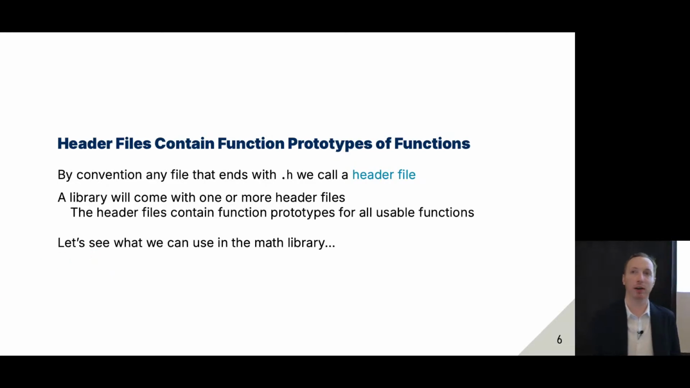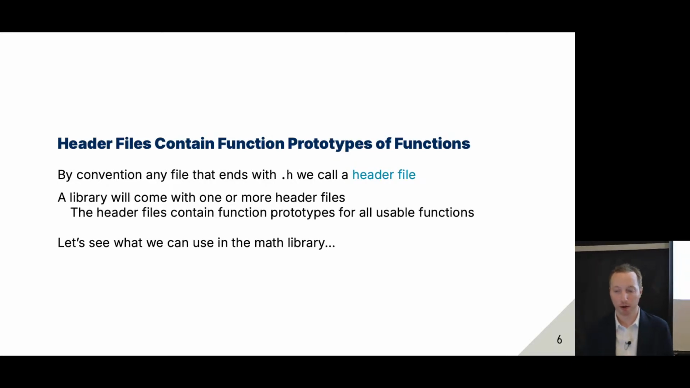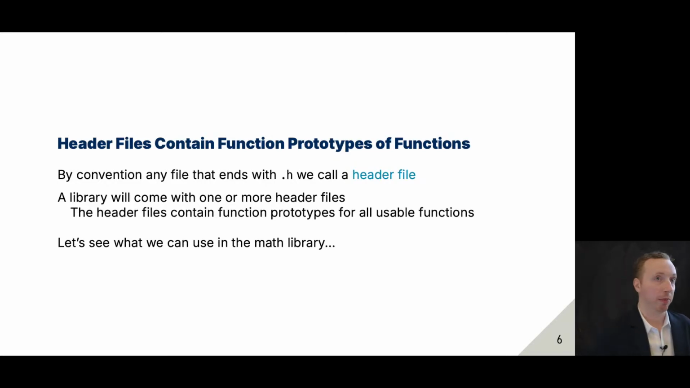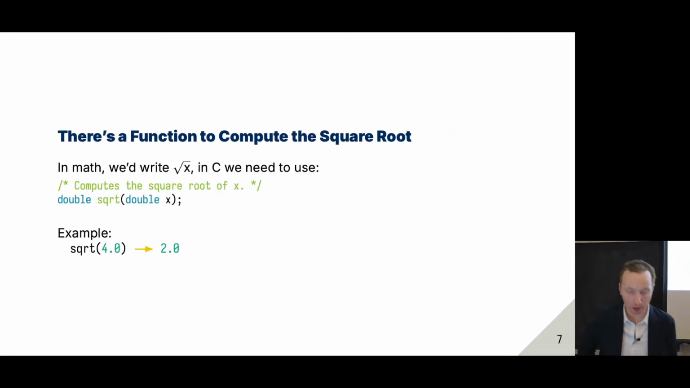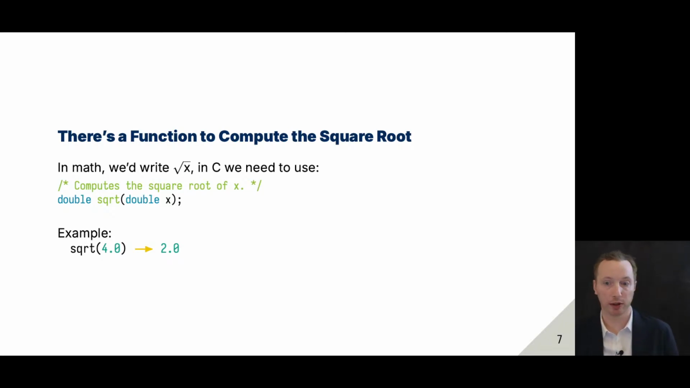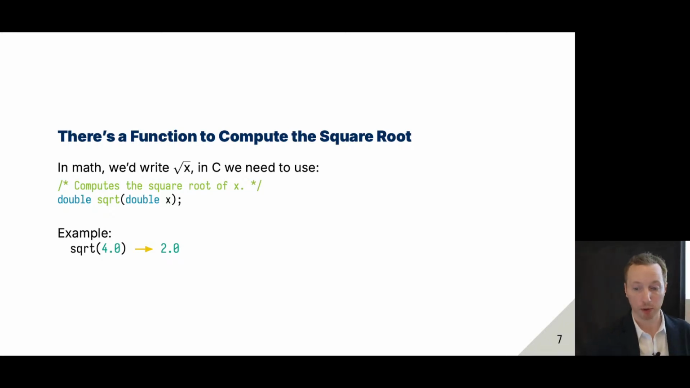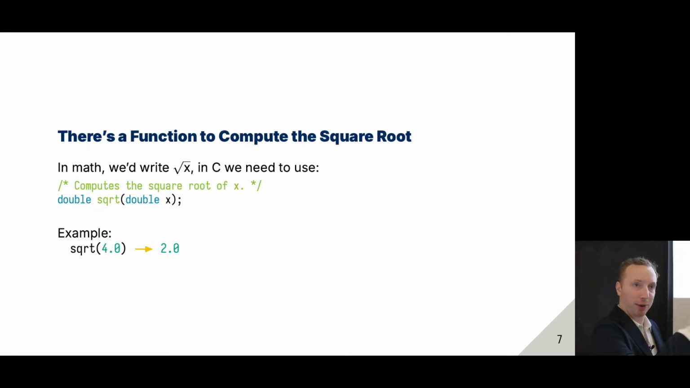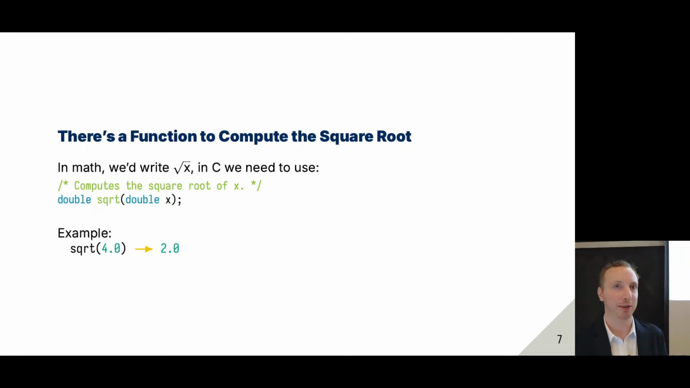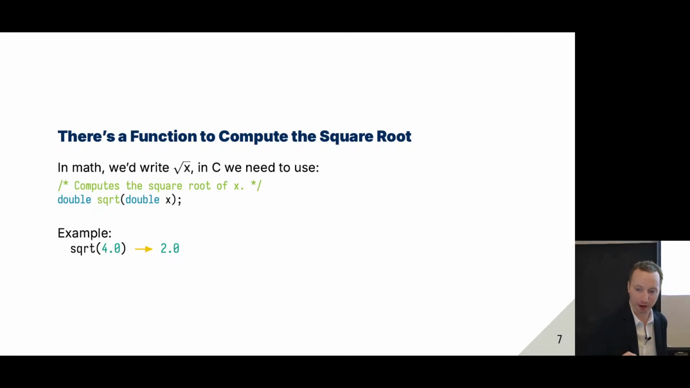Basically, all those header files do is define a bunch of function prototypes. The library will come with one or more header files that contain all the function prototypes that you can use in that library. So we can see what we can use in the math library today. For instance, there's a function to compute the square root. In math, we'd write the square root of x. We can't just write squiggly lines in C. We have to just use things on our keyboard.